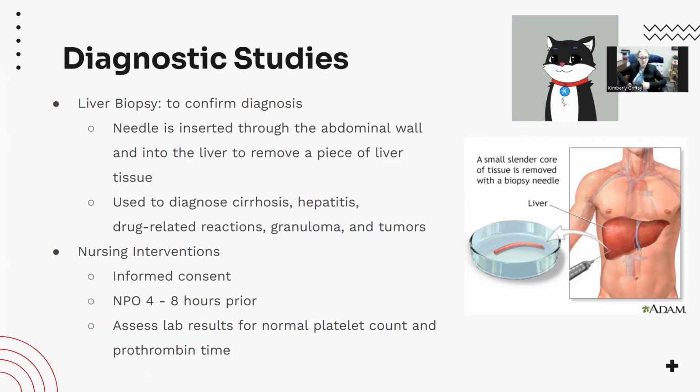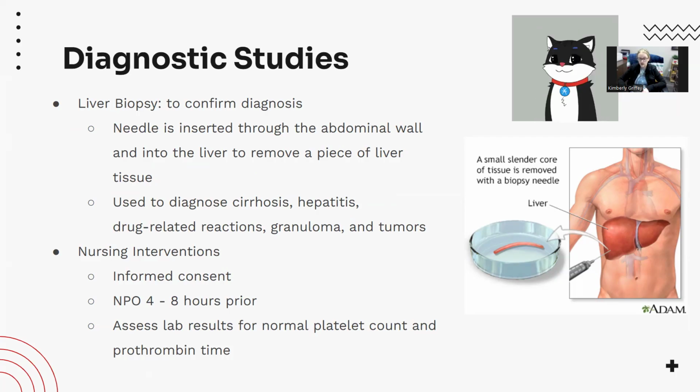The liver biopsy is to help confirm diagnoses of liver disorders. So they'll take a needle and insert it through the abdominal wall and into the liver to remove a piece of that liver tissue. They usually go between the 6th and 7th or the 8th and 9th intercostal space. They'll need to be supine with the right arm raised over their head. The patient has to stay calm and hold their breath, usually for about 10 seconds while the needle's inserted, and then the client is able to resume breathing once the needle is removed.